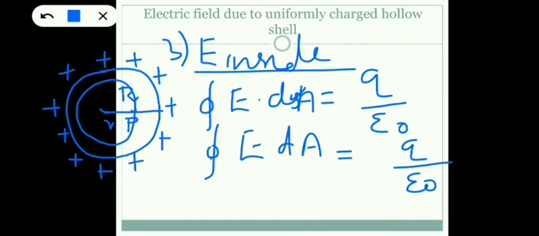But here we know the charge residing inside the shell is 0. No charges are there inside this shell. So what will be the electric field inside this shell? It will be 0, because no charges are there to produce any electric field. So it will be 0, since charge inside the shell is 0. So this is the electric field intensity inside the shell.